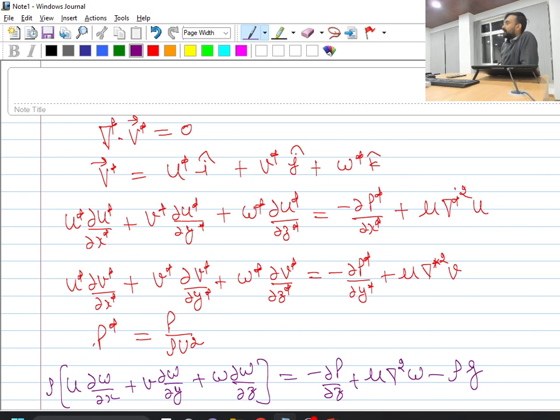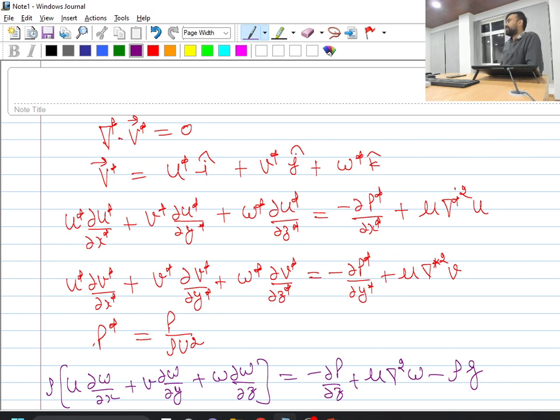For example, x star equal to x by L, y star equal to y by L, and z star equal to z by L. So all the spatial dimensions we non-dimensionalized with length scale L. Similarly, all the velocity dimensions we non-dimensionalized with some reference velocity capital U. So small u star is small u by capital U, small v star is small v by capital U, and small w star is small w by capital U. This was the non-dimensionalization of velocity parameters.